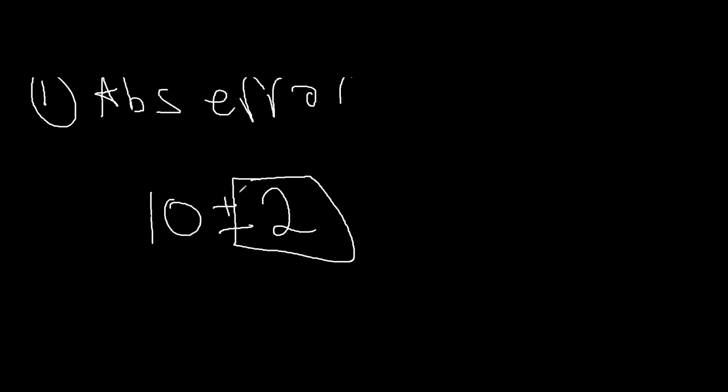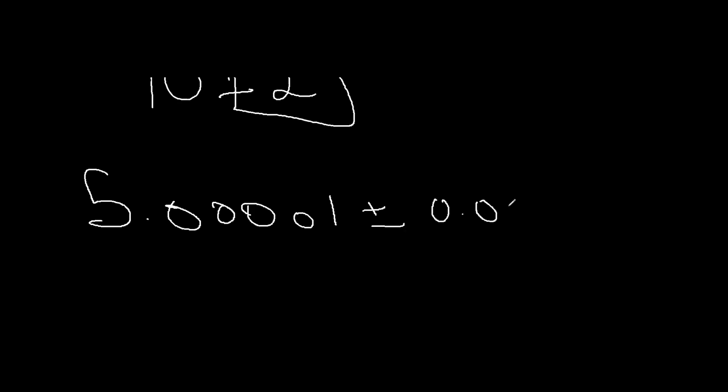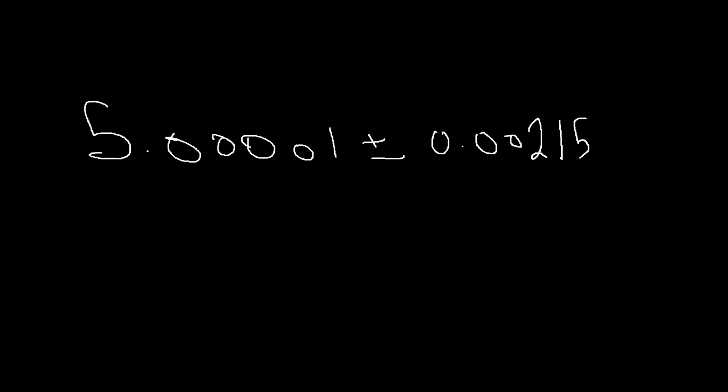But now let's look into decimals, where things can get a bit more specific. Let's take the number 5.00001 plus or minus 0.00215. What we do in this specific instance is round the uncertainty, so this would be 0.002. Now, because this is to 3 decimal places, we put 5 to 3 decimal places. So we can simply write this as 5.000 plus or minus 0.002.